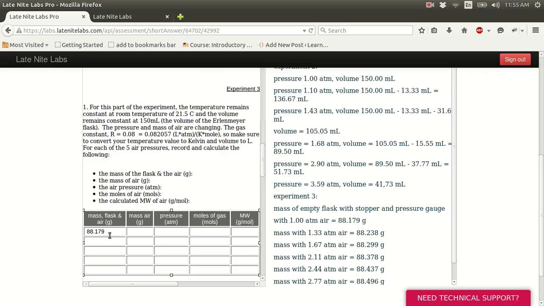Here with experiment number 3, calculations for testing air on some gas laws, late night lab. There's a funny thing about this experiment number 3. They ask you for the mass of the air. However, we never measured in that lab the mass of just the flask and its stopper and all of that. So I have gone ahead and I have done that for you. Let me show you.